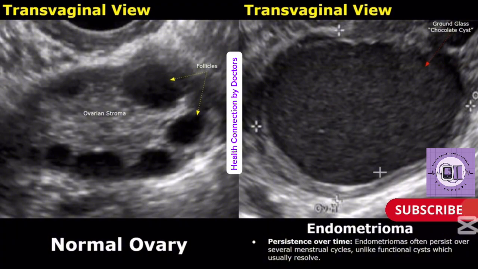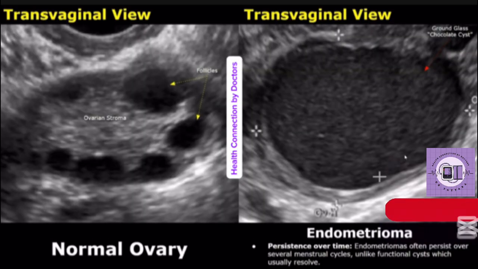Endometriomas often persist over several months and do not resolve over time. So this is the feature that differentiates an endometrioma from a functional cyst, which resolves over time. So a cyst with low-level internal echoes giving a ground glass appearance, having posterior acoustic enhancement, with no internal vascularity on Doppler, no papillary projections, and persistence over time is an endometrioma.